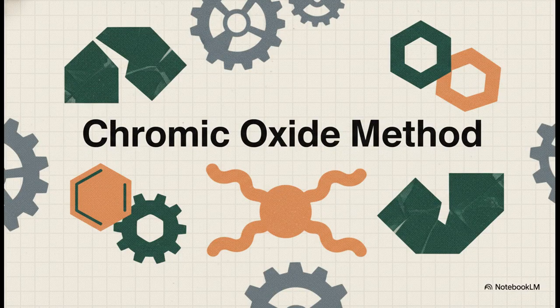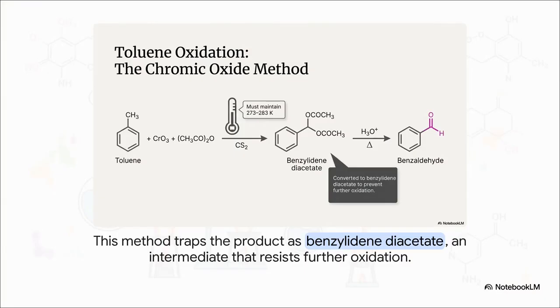Now there's another, very similar trick to get the same result. This one is known as the chromic oxide method. This method takes a slightly different road to get to the same place. Here, we're using chromic oxide and acetic anhydride, and it's really important that we keep the temperature low. Instead of making a chromium complex, this reaction protects the intermediate by turning it into something called benzylidene diacetate. And just like before, this intermediate is tough. It resists being oxidized further. Then, a final hydrolysis step gives us our benzaldehyde.